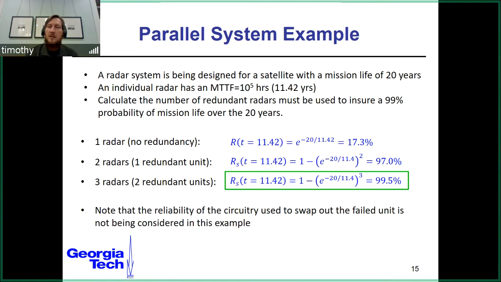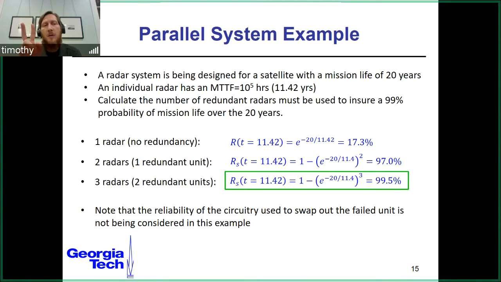So that gives us a 17.3% chance that we are going to make it through that 20-year lifespan. Think about that for a minute. So we've got 20 years that we're trying to accomplish. The mean time to failure is about 11, so a little bit over halfway through. So there's a 17.3% chance that we'll still have a radar operational at the end of there. That gives you an idea of the distribution of the mean.